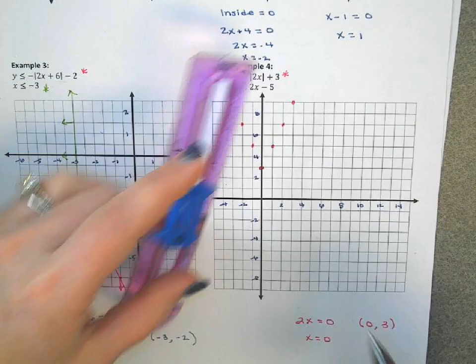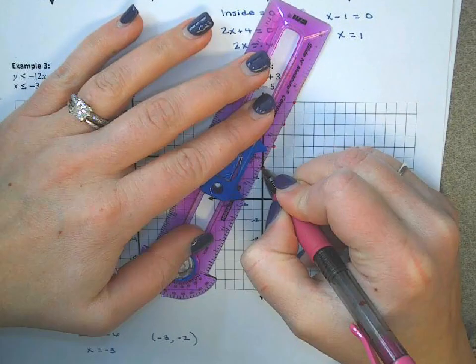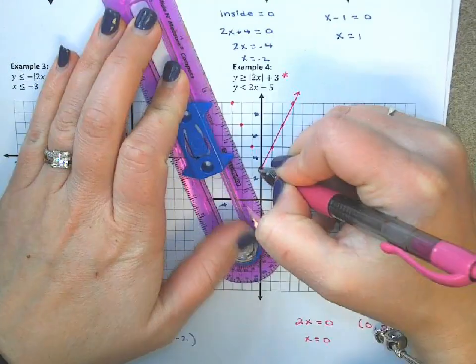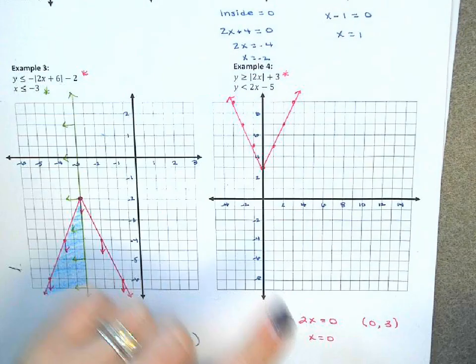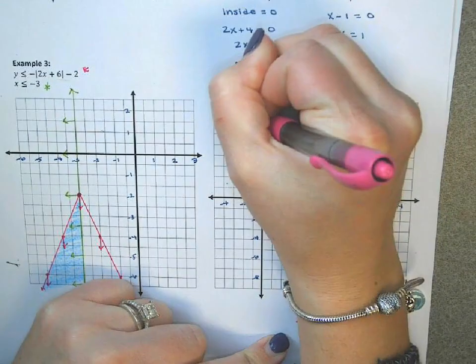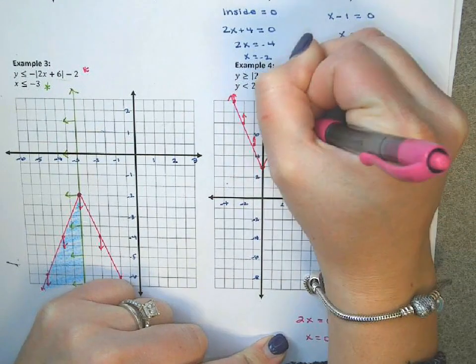This is a solid V because it's or equal to. And since it's greater than, we look at all those points and it has to be shaded up.